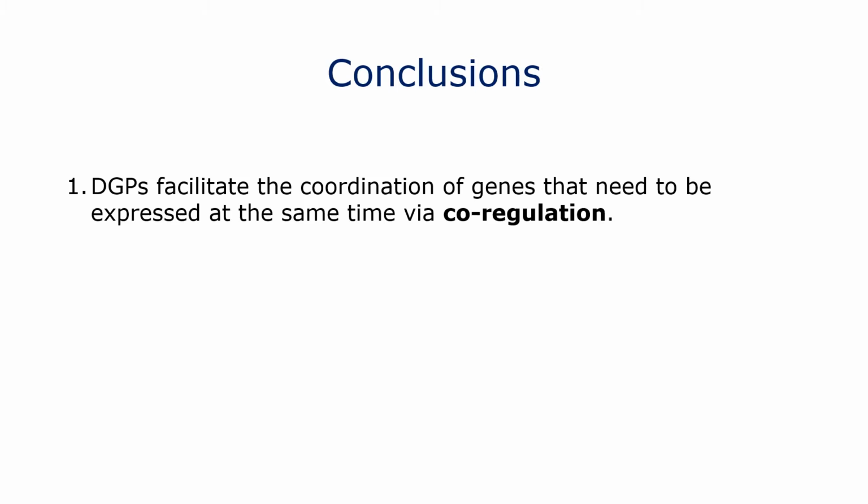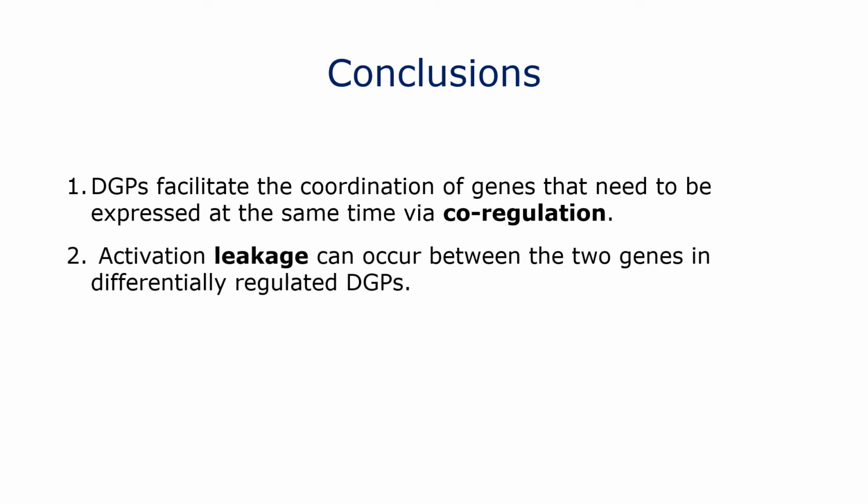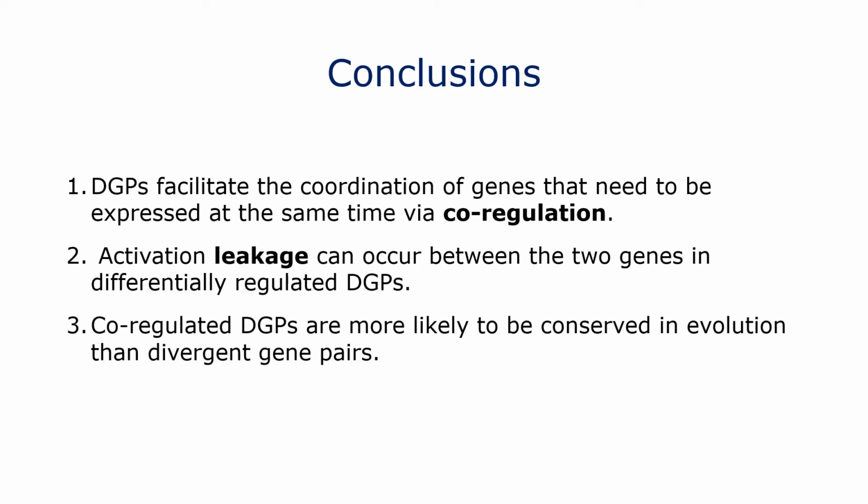Finally, let's recap on the findings of the paper. First, we saw how the structure of DGPs allows the coordination of genes that need to be expressed at the same time via co-regulation. Next, we explored how leakage can occur between the two genes in differentially regulated DGPs. And lastly, we learned that co-regulated DGPs are more likely to be conserved in evolution than those which are differentially regulated.